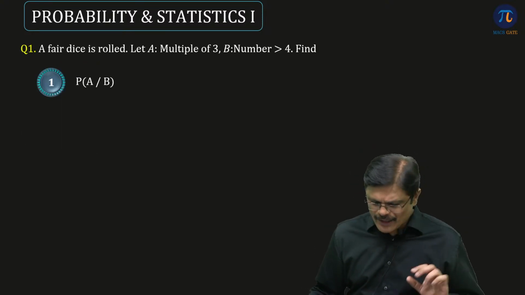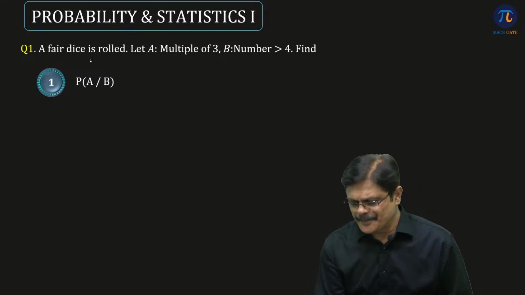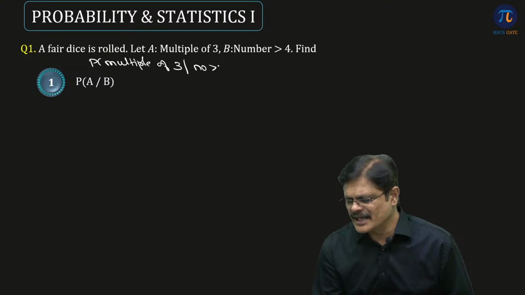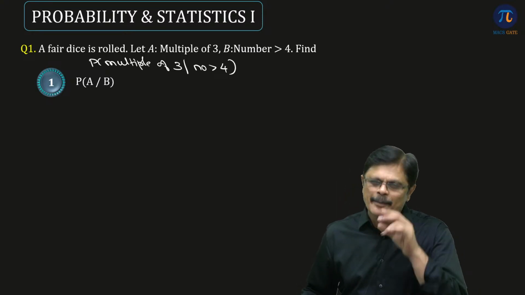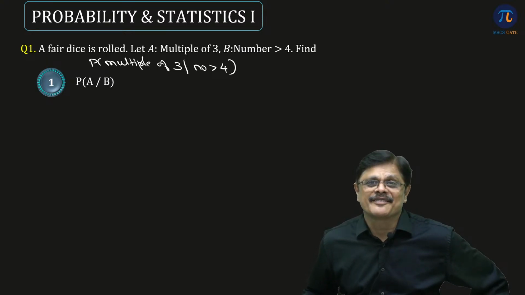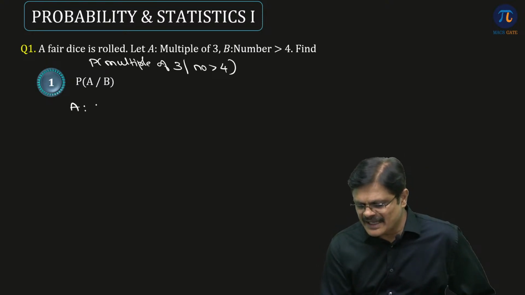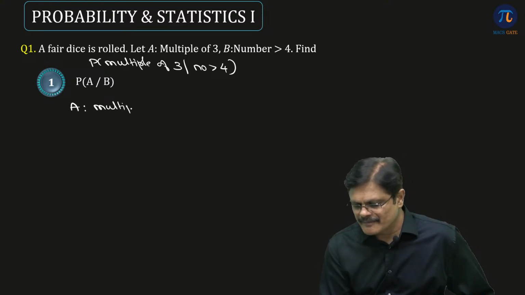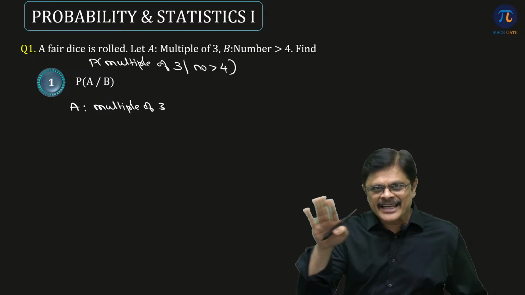Okay. So if you remember, we solved this problem earlier: probability of getting a multiple of 3 when the number is greater than 4. This was the first problem we solved on conditional probability. So I take the same problem and now I try to use the formula method for this. Am I clear? So here I call A the event multiple of 3. Here I am not talking about A given B, I am just talking about event A, event B.